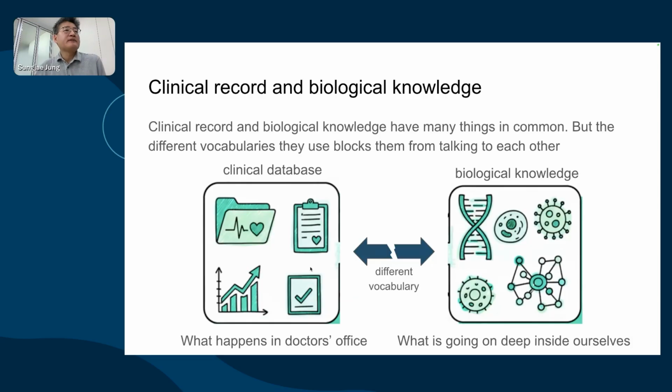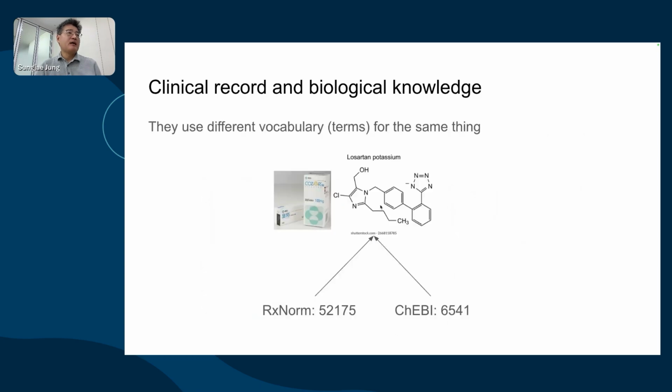Clinical records and biological knowledge have many things in common, but the different vocabularies they use block them from talking to each other. They use different vocabulary for the same thing. RxNorm is the terminology usually used at clinical sites, and ChEBI ID is the vocabulary usually used in the biological science community.